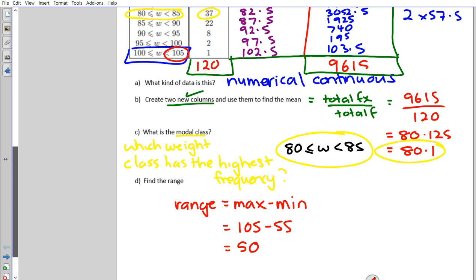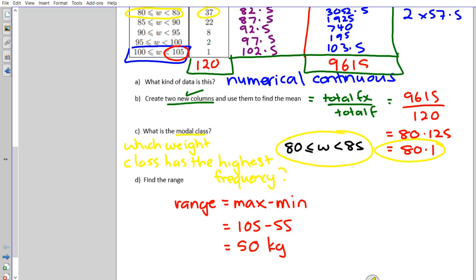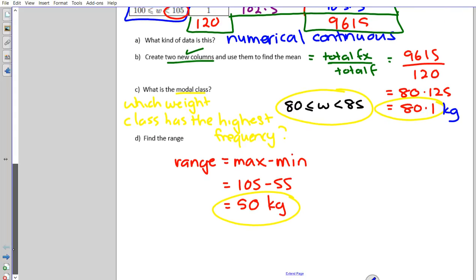kg. So maybe, can you think anywhere else I didn't put units that I probably should have? That's right, I should have put it for the mean as well. Make sure not to lose marks just for missing out on units. That's always really sad when that happens.